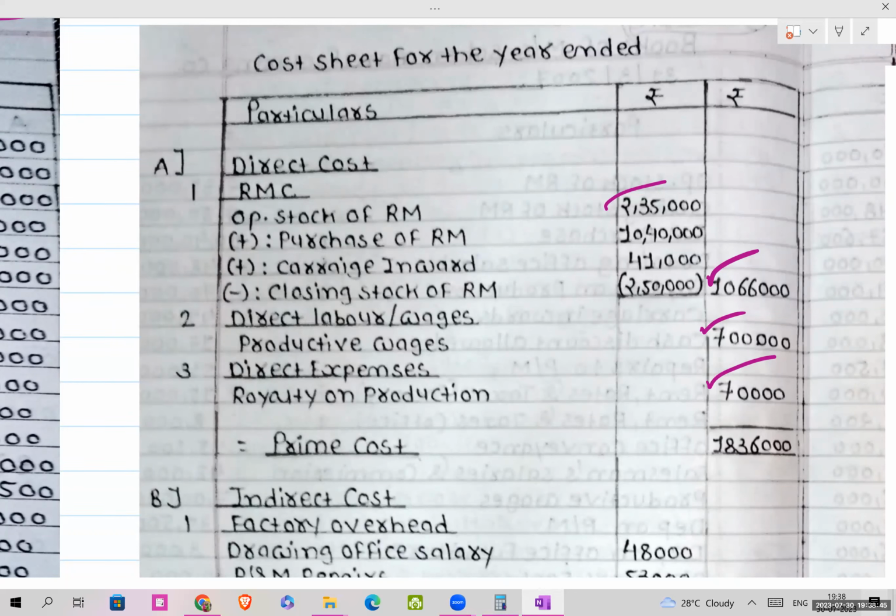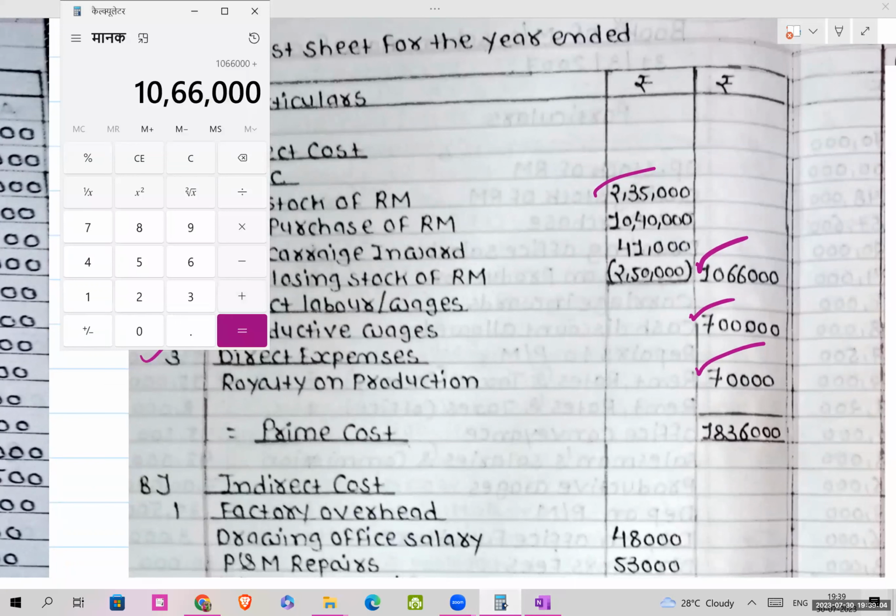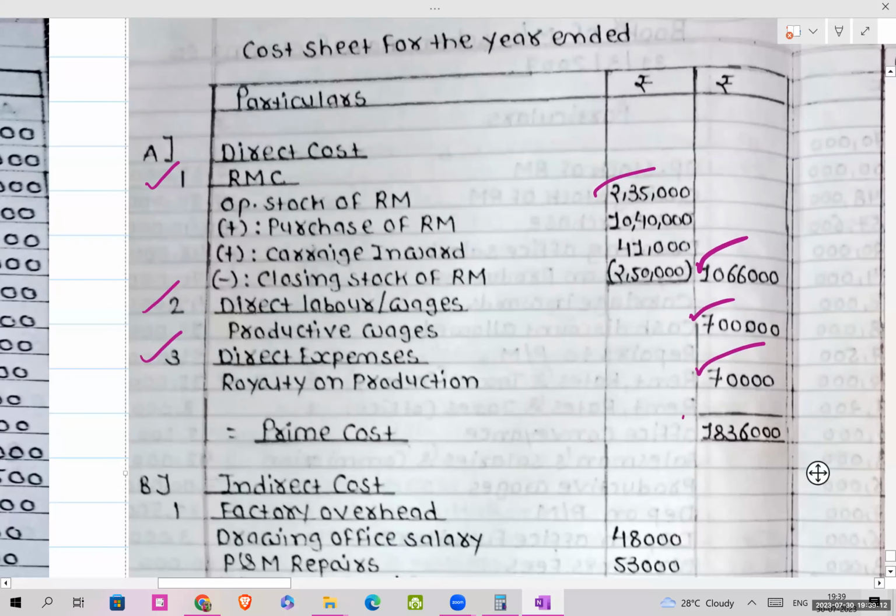When you are starting with cost sheet, please first identify direct cost, and under direct cost, see whether it will go under RMC, direct labor, or under the head direct expenses. Clear everyone? Okay. So that part you have to take care कि कहाँ जाएगा और इसका breakup कैसे होगा. 10,66,000 plus 7 lakhs plus 70,000. So 18,36,000. This is my prime cost. So sum total of direct cost is known as prime cost. Okay. So this is the breakup.